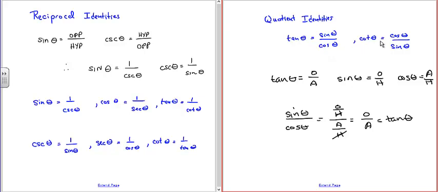And the cotangent's the same thing. The cotangent is adjacent over opposite. So if you divide cosine by sine, the hypotenuses cancel out, and you're just left with adjacent over opposite.